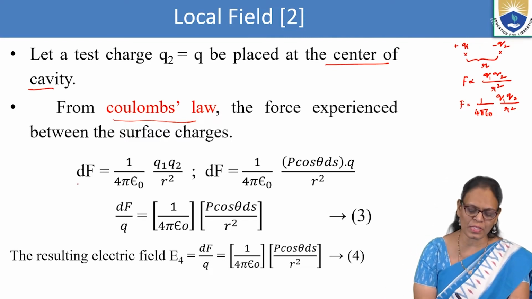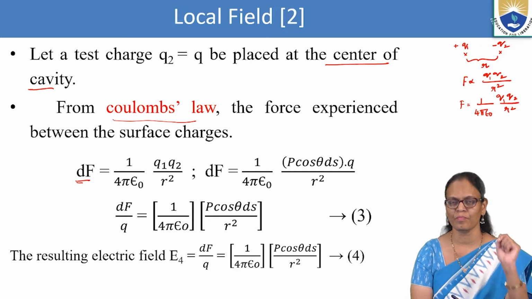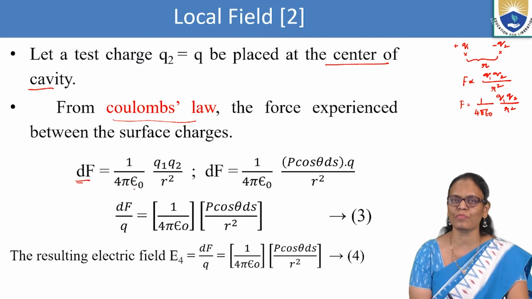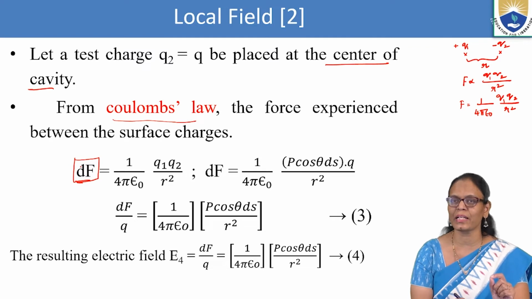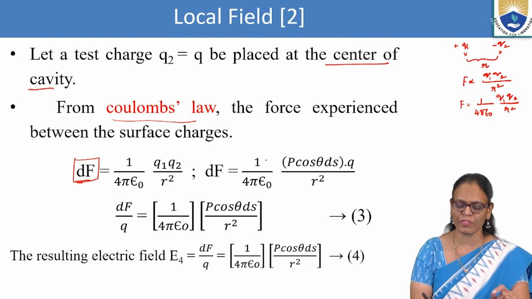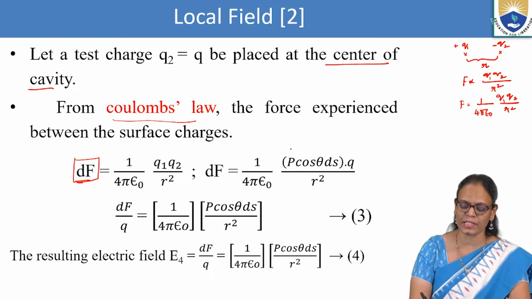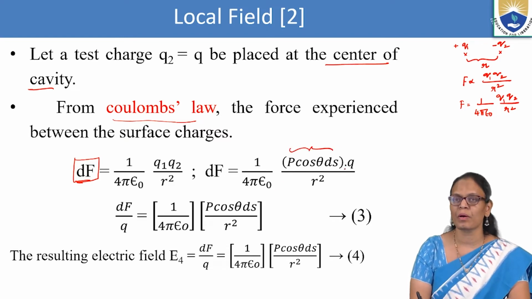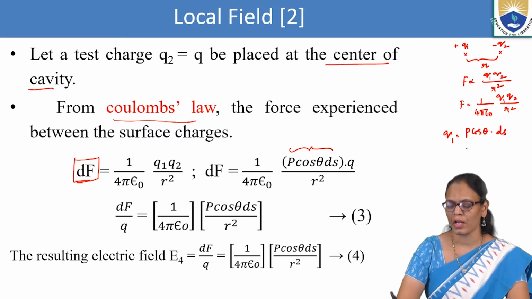Now what will be the force dF due to the small element we are considering? The general formula is 1 by 4 pi epsilon naught Q1 Q2 by R square. But we want the Coulomb force for the area under consideration. So dF will be equal to 1 by 4 pi epsilon naught into P cos theta ds, this is the charge we have considered, multiplied by Q. So here our Q1 is P cos theta into ds, and Q2 is equal to Q.